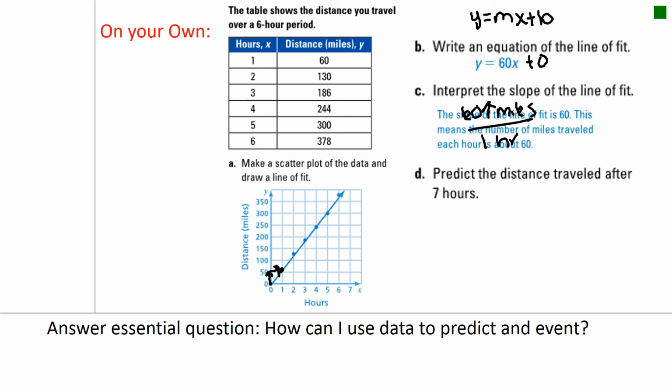Now let's go ahead and predict what's 7 hours by plugging it into that equation. You should get about 420 miles is how many miles they'll go in 7 hours.